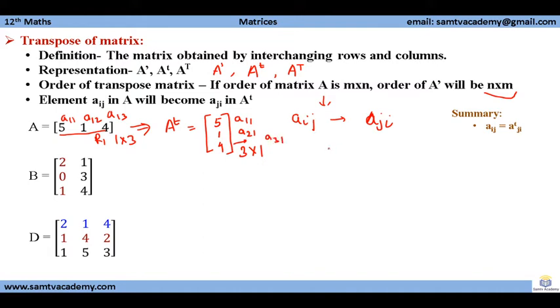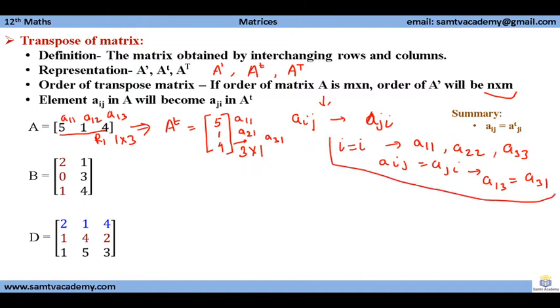As you can see, the location of the diagonal elements, that is, if i equals j, remains the same. So a11 will be the same, a22 will be the same, and a33 will be the same in A transpose. Only aij is changed to aji. For example, if a13 is there, it will be changed to a31.